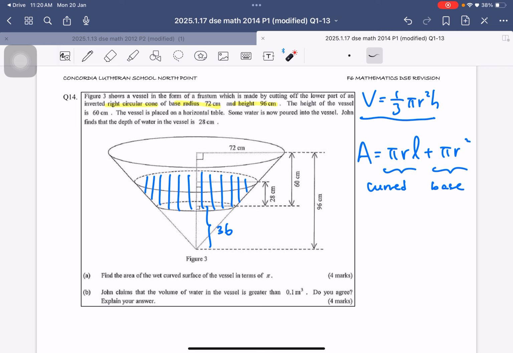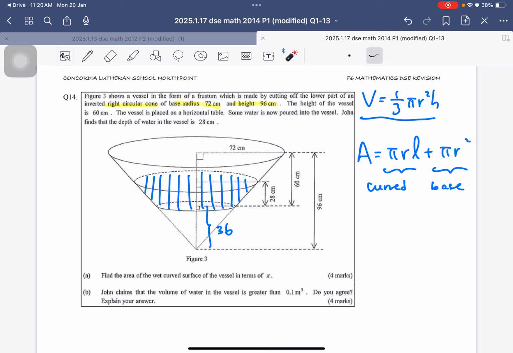Then how are we going to find it? Are we just using the formula for a cone directly? No. This is a frustum, isn't it? Can we find the curved surface area of a frustum directly using the cone formula? I didn't do that. I had two cones and then subtracted.